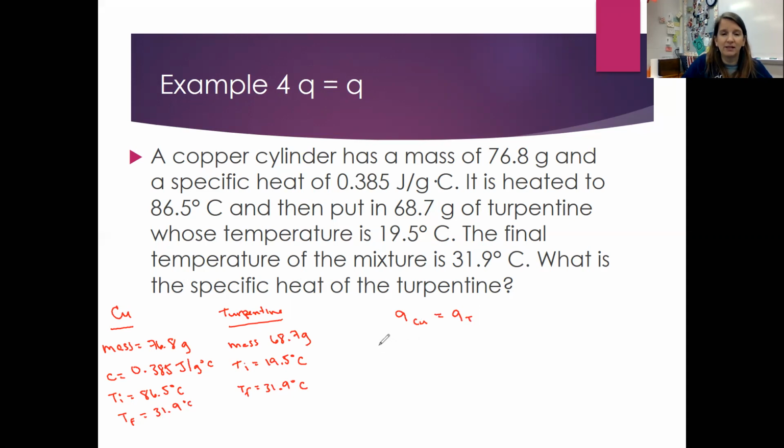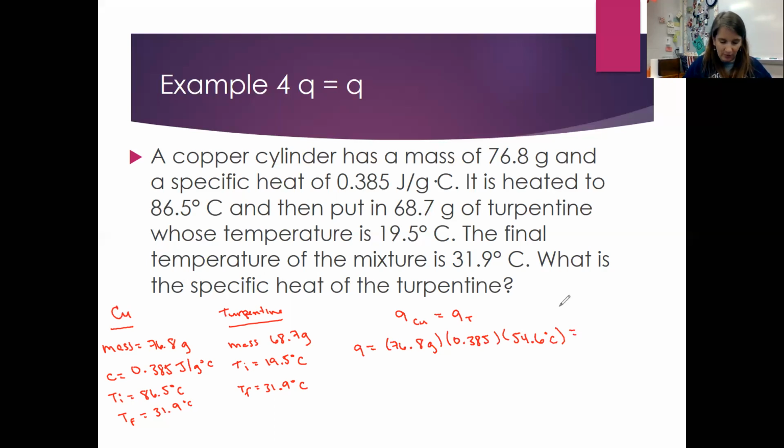So we can set this up as mcΔT of the copper is equal to mcΔT of the turpentine. So let's solve for the Q of the copper first. We have a mass of 76.8 grams, a specific heat of 0.385, and a temperature change, 31.9 minus 86.5. Now I'm going to make this positive. It comes out as negative 54.6, but I don't want to have a negative number because it'll end up making a negative specific heat at the end. So we're just going to make this positive. It's not going to affect our answer.